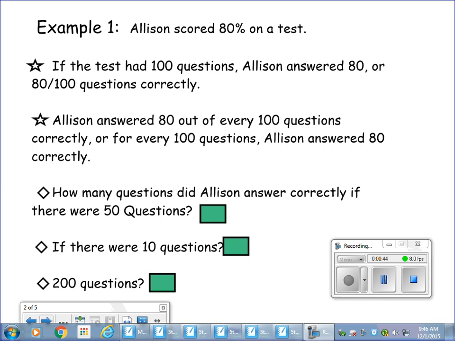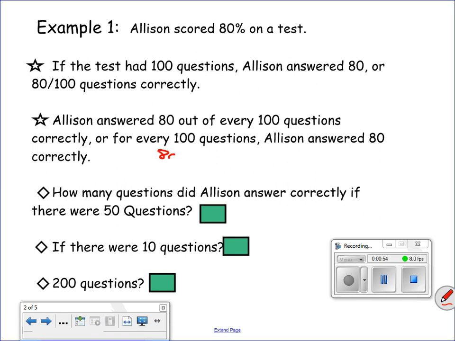How many questions did Allison answer correctly if there were 50 questions? This is how I want you to do this. If there's 50 questions, so she answered 80 over 100 correct, right? If there's 50 questions, so 50 would be the denominator. How many did she answer correctly? Do you see how we're doing this now?